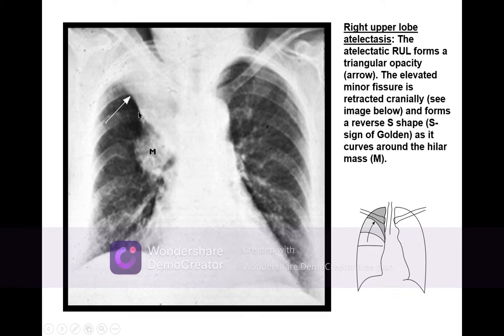This is the minor fissure, displaced and retracted cranially, and it forms the reverse S sign of Golden. This is the S. As it curves around the hilar mass, because the mass pushes this, there is a collapse because of the obstruction there. It is the S sign. You can remember, okay, you cannot remember, that's fine.